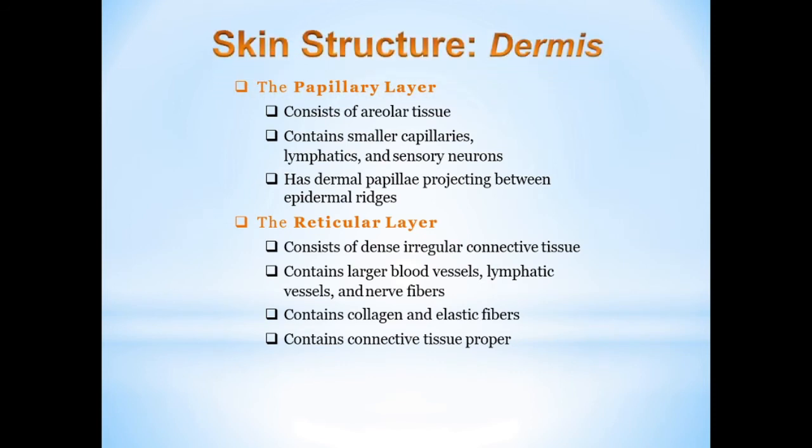The outer papillary layer consists of areolar tissue. It contains smaller capillaries, lymphatics and sensory neurons, and it has the dermal papillae projecting between epidermal ridges. The innermost layer, the reticular layer, consists of dense irregular connective tissue. It contains larger blood vessels, lymphatic vessels and nerve fibers. It contains collagen and elastic fibers, and it also contains the connective tissue proper.